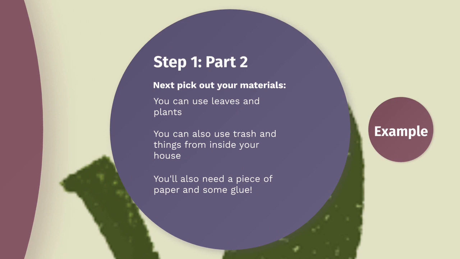The next thing you'll need to do is pick out your materials. You can use leaves or plants from outside, or you can use trash and things from inside your house. Or you can do what I did and use both. You'll also need a piece of paper, which can be any color you want, and some liquid glue.